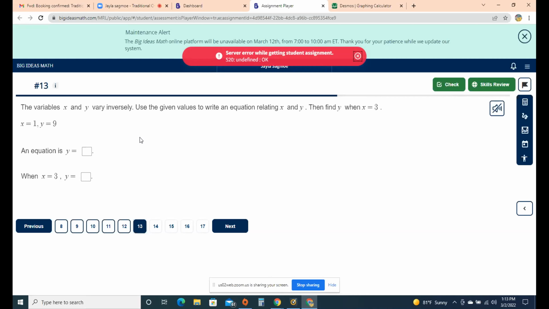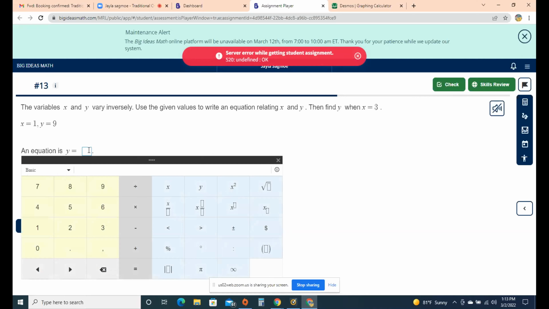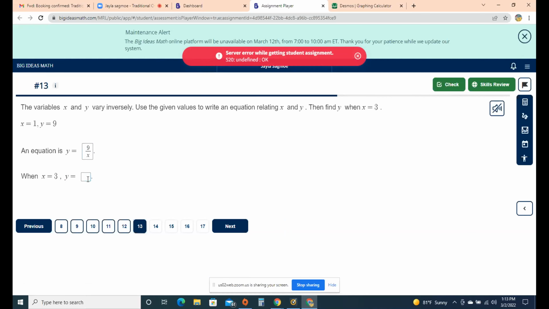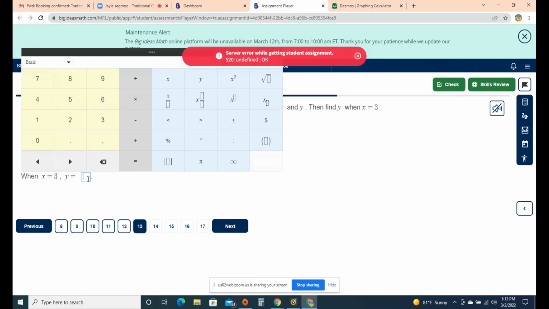K equals 9. So 9 over x, I mean. Yes. And then it would be 3. Yes.